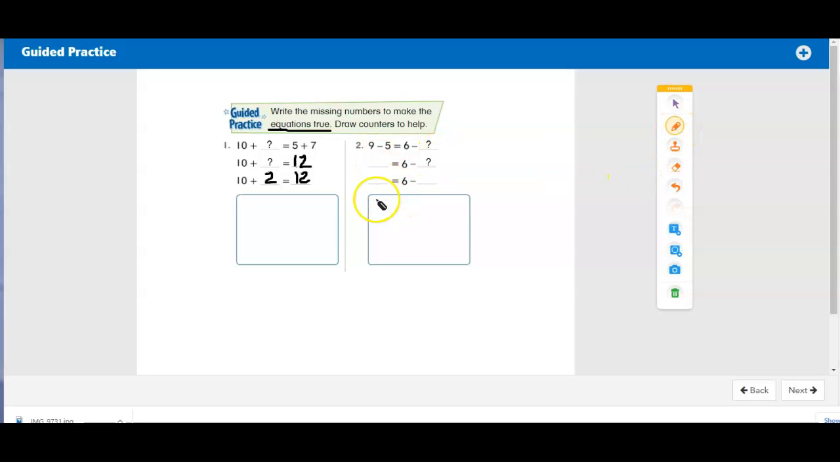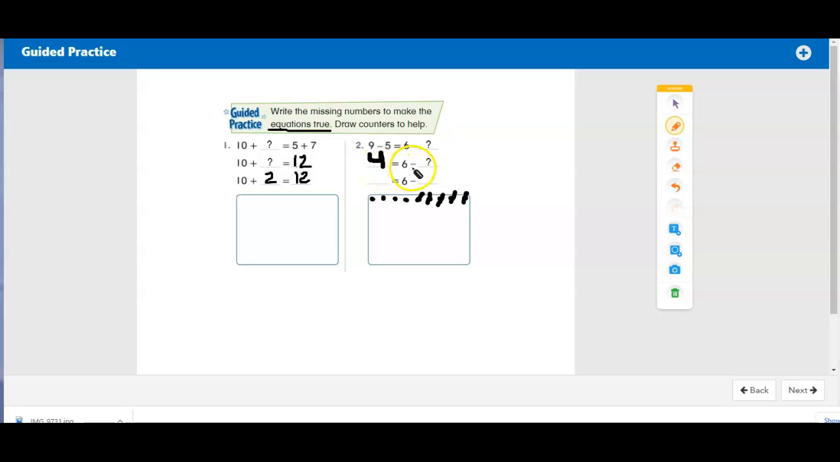Let's draw 9 counters. So I like to draw dots, so I'm just going to draw 9 dots. 1, 2, 3, 4, 5, 6, 7, 8, 9. And then I subtract 5. So then I could just cross out 5. 1, 2, 3, 4, 5. How many dots do I have left? 1, 2, 3, 4. So I'm going to write 4 in the blank. So I know to make it a true equation, this side also has to be equal to 4.